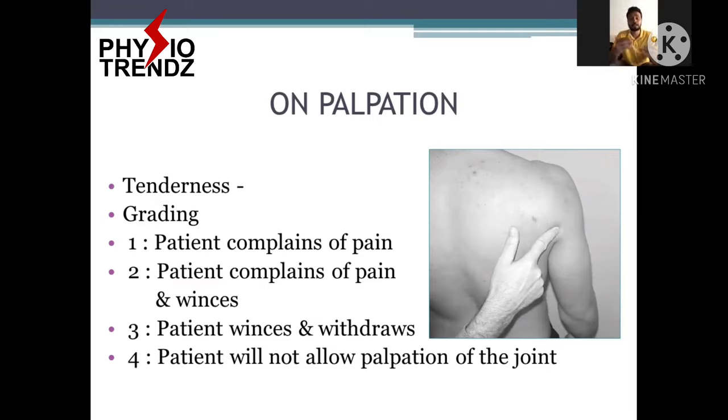mechanism of injury. So there are four grades of tenderness. Grade one is the patient complains of pain when you are palpating it. Grade two is the patient complains of pain and winces. Winces means the patient makes faces, facial expressions, that is called wincing. Grade three, the patient winces and withdraws the hand. So once you are pressing the point, the patient will have facial expressions as well as try to withdraw that particular part of the body because the pain is severe. And grade four is the patient will not at all allow you to palpate the affected area. So this is how we can grade the tenderness in whichever area it is available.